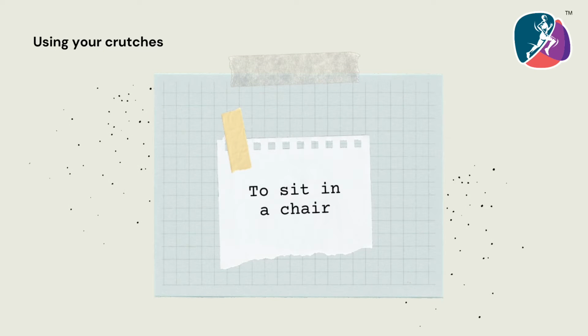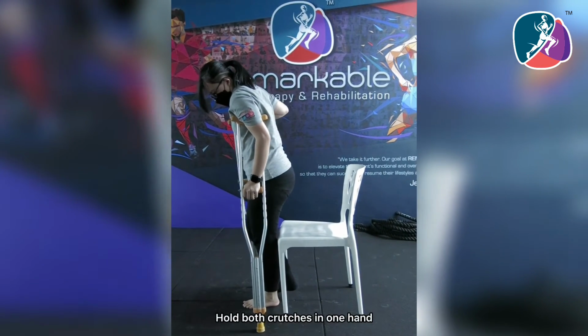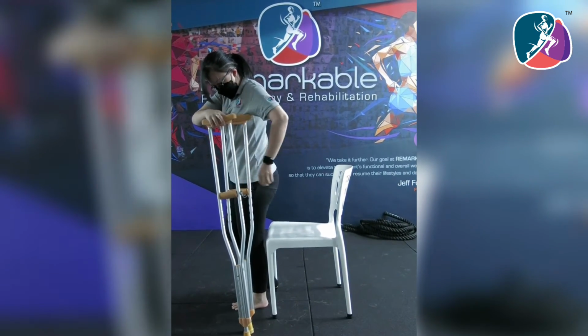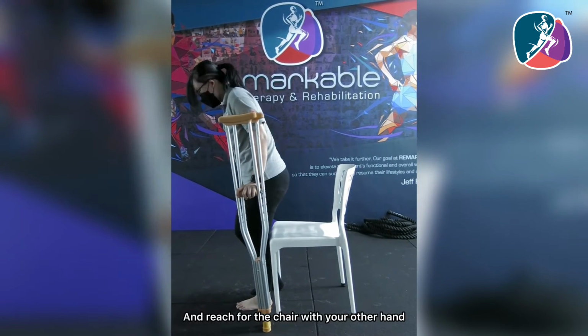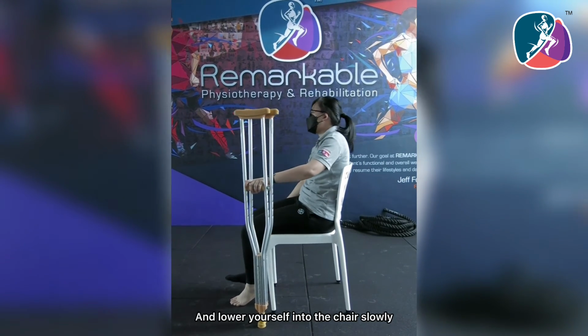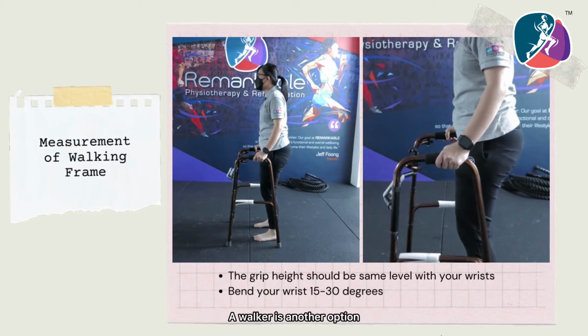To sit in a chair. Hold both crutches in one hand by holding the hand grips together and reach for the chair with your other hand and lower yourself into the chair slowly. How to use a walking frame. If you do not feel steady on crutches, a walker is another option. The walker does offer more stability due to its wider base of support.